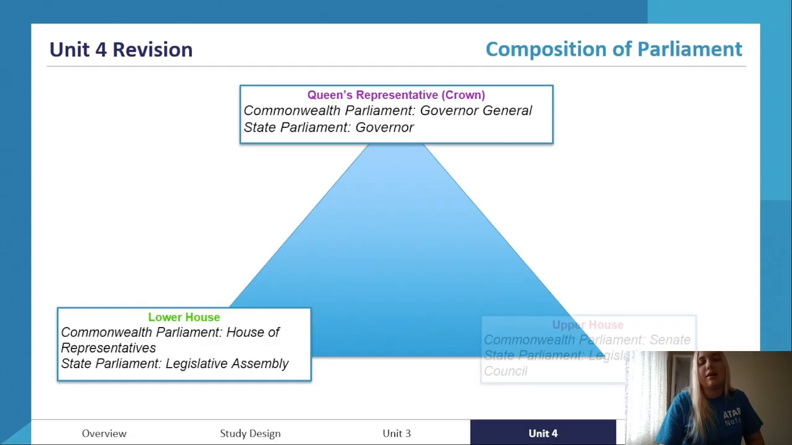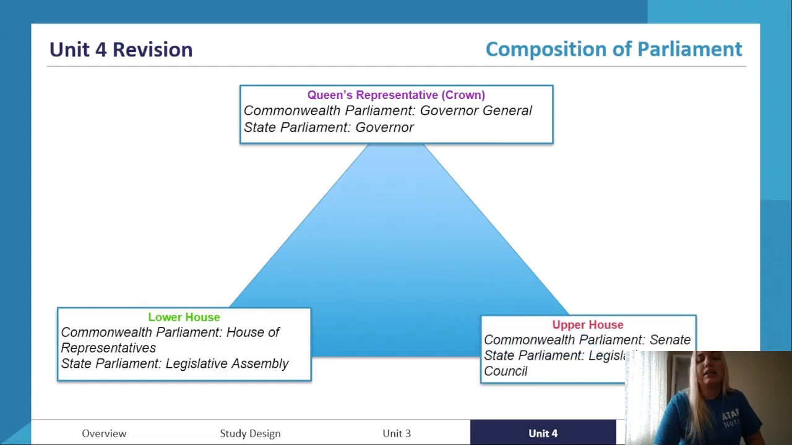So Parliament is comprised of, at state level and Commonwealth, the lower house, the upper house, and the Queen's representative on both levels. However, the names and the numbers and the actual composition itself are quite different depending on what we're looking at. So the lower house is the house that forms government because the majority of members from one specific political party will become the government party if there is a majority of one party, more than 50%. They will become the government party, and their political leader will become the prime minister.